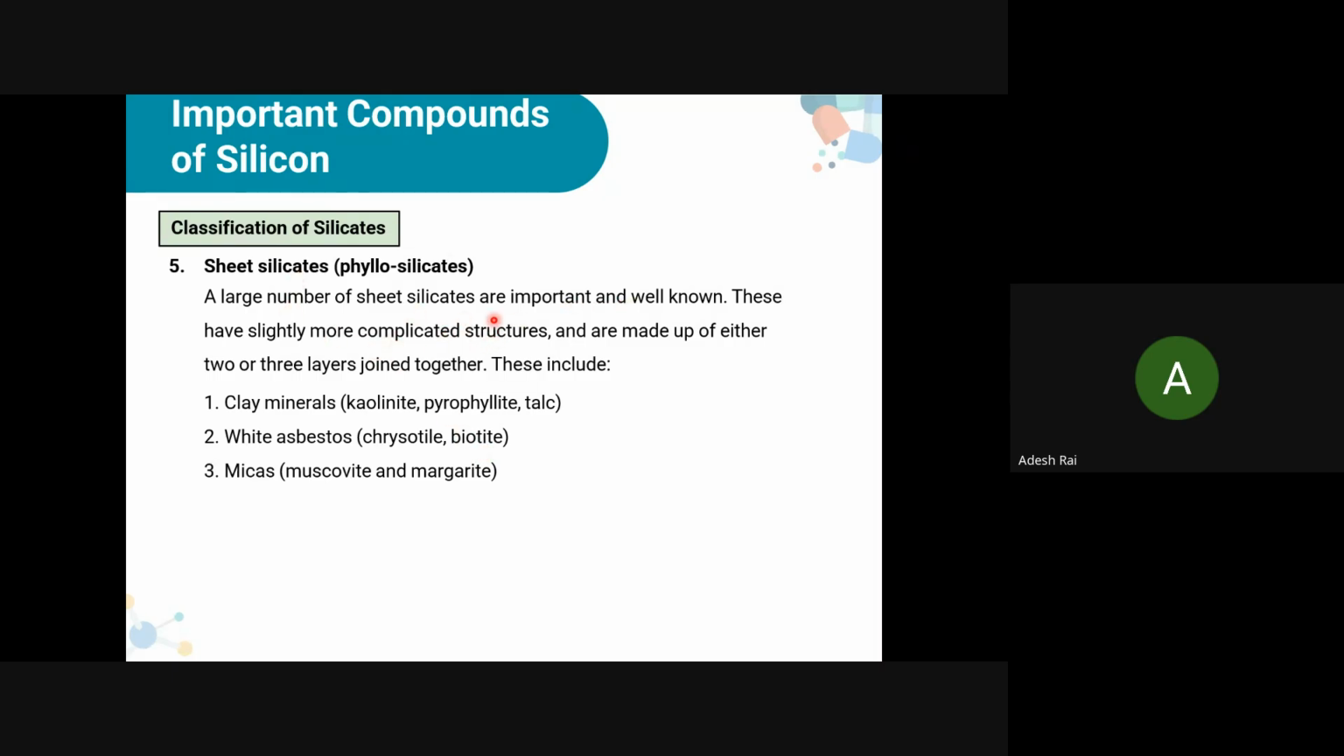So, a large number of sheet silicates are important and well known. These have slightly more complicated structure and are made up of either two or three layers joined together. So, what do we mean by sheet? Overlapping of sheets will be there. So, that is what is meant by two or three layers joined together. Is that clear? So, when we say that two or three layers are joined together, we are saying that two or three sheets are formed above each other. Okay.